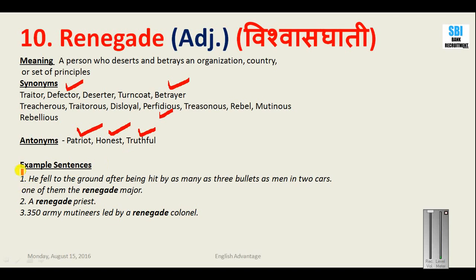Now let us look at the example sentences for this word. He fell to the ground after being hit by as many as three bullets as men in two cars, one of them the renegade major. A renegade priest. 350 army mutineers led by a renegade colonel. This is the correct spelling of colonel, C-O-L-O-N-E-L. Please do not get confused with the spelling. This is the correct spelling of colonel.